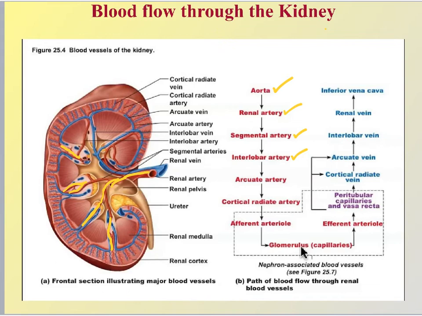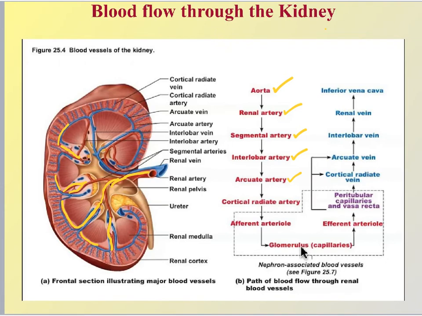The interlobar arteries branch then and become what we call arcuate arteries. And think of these arteries as arcs that go over the surface of the pyramids. So there's one that I've already drawn. Here's another arcuate artery. Here's another. Here's another. Those arcuate arteries then are going to branch and give rise to smaller arteries in the cortex.